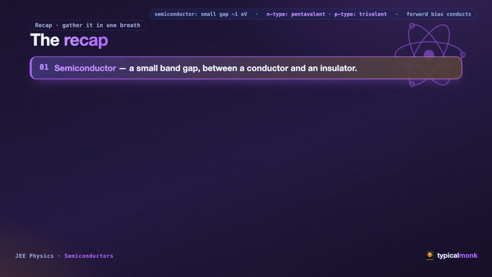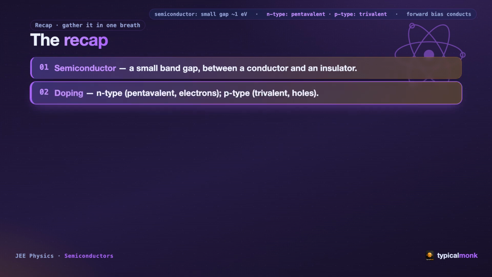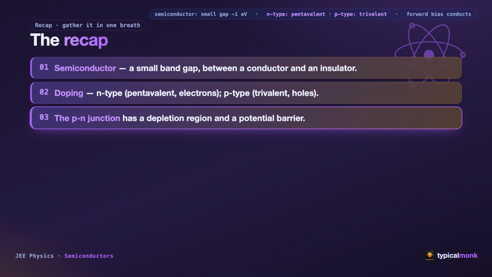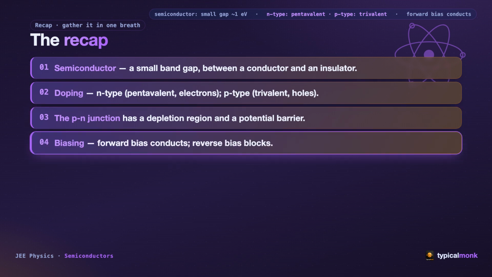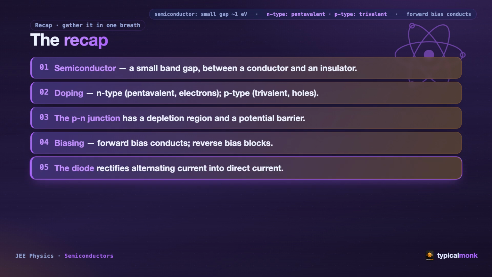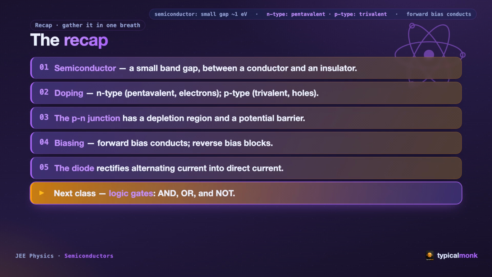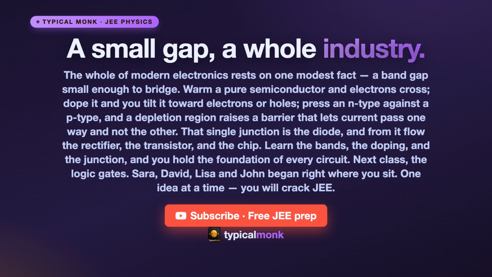Let us gather it all in one breath. A semiconductor, a small band gap, sitting between a conductor and an insulator. Doping: N-type is pentavalent, with extra electrons. P-type is trivalent, with extra holes. The PN junction has a depletion region and a potential barrier. Biasing: forward bias conducts, reverse bias blocks. The diode rectifies alternating current into direct current. Next class, logic gates: AND, OR, and NOT. A small gap, a whole industry.